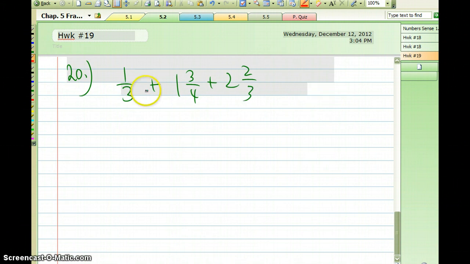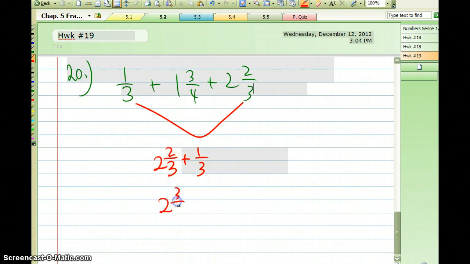Now, I'm going to add these two that are already common denominators. If I add 2 and 2 thirds, and I add 1 third, what I'm going to get is 2 and 3 thirds. This makes 1 whole, giving me 3 already.